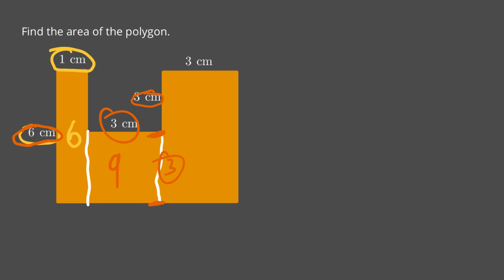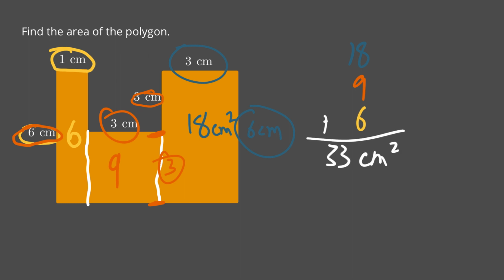And lastly, we can rewrite 6 centimeters over here. Finding the area of the largest rectangle, you have 6 centimeters times 3 centimeters, giving you 18 centimeters squared. Now we have all three of those sorted out. 18 plus 9 plus 6 will give us 33 centimeters squared, which again is the same as before.